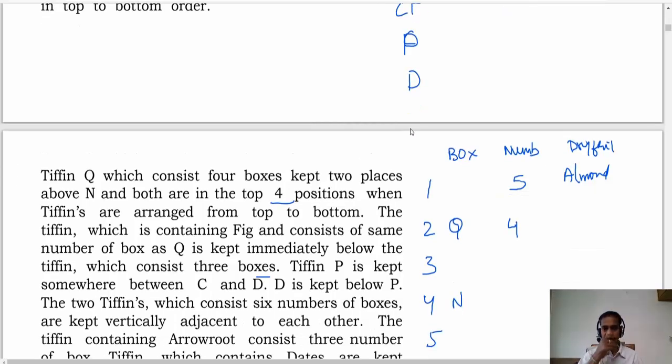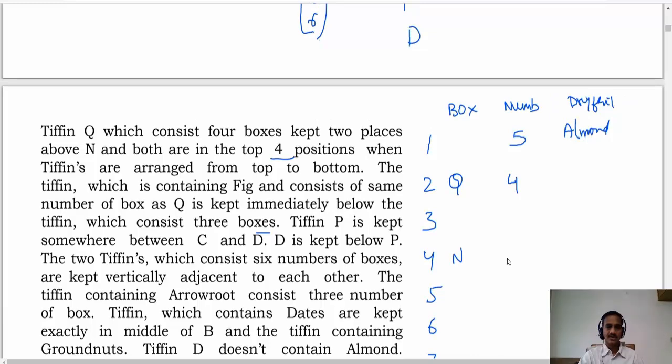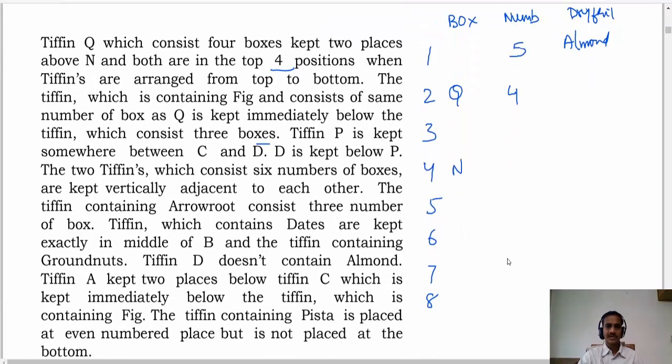The 2 tiffins which consist 6 number boxes are vertically kept adjacent to each other. 6 and 6 must be together. So 6 and 6 cannot be here; here we can have 3, 4, or 5, 6, or 6, 7 and so on, and are kept vertically adjacent.